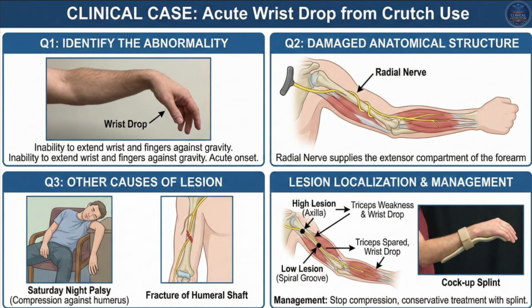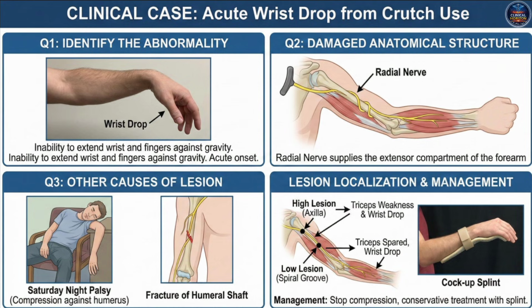If the lesion was lower down, as in a humeral shaft fracture, the triceps is usually spared, so elbow extension is normal, but the wrist drop is still present. Where would you test for sensation? The autonomous sensory zone for the radial nerve is the anatomical snuff box, the web space between the thumb and index finger on the back of the hand. Look for sensory loss there.